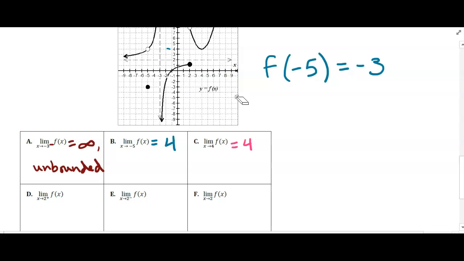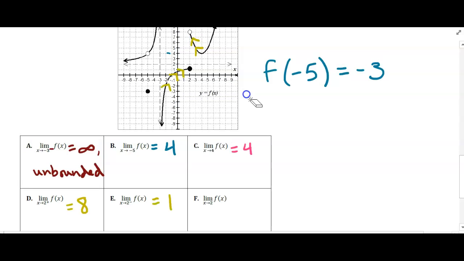Erase this. 2 from the right. Looks like we are approaching a y value of +8. From the left, we are approaching a y value of +1. I want you to tell me, based on what my one-sided limits are, does the two-sided limit as x approaches 2 of f of x exist? And if so, what is it?